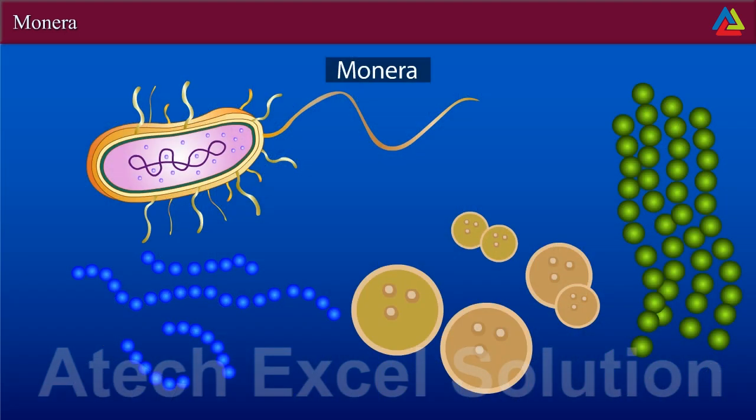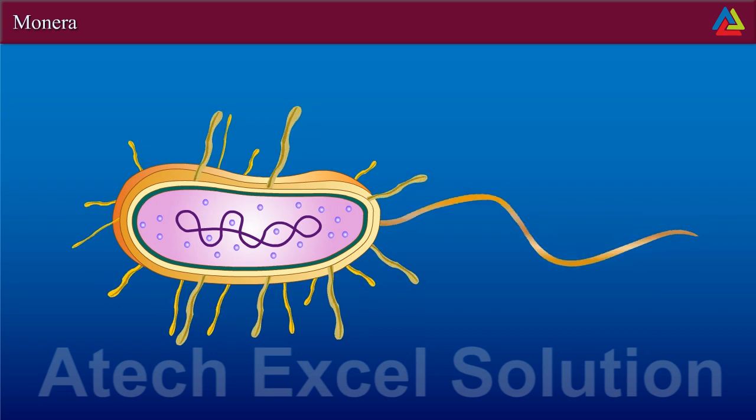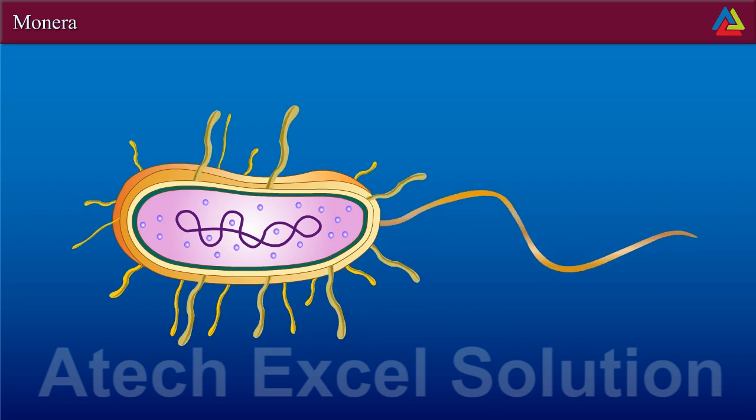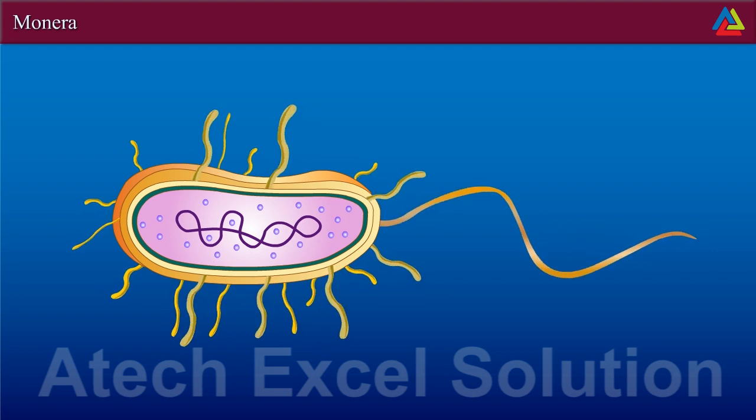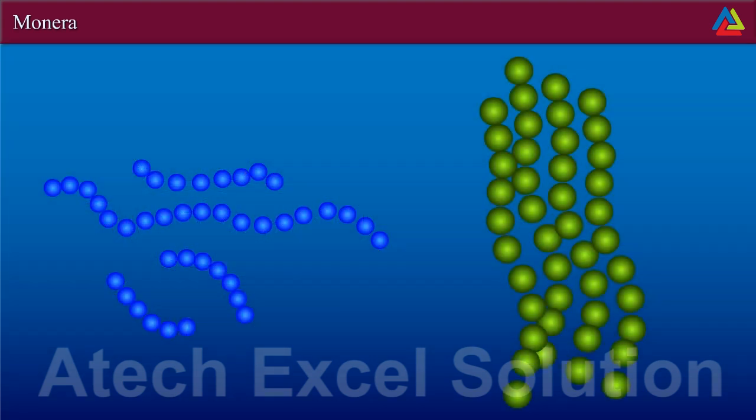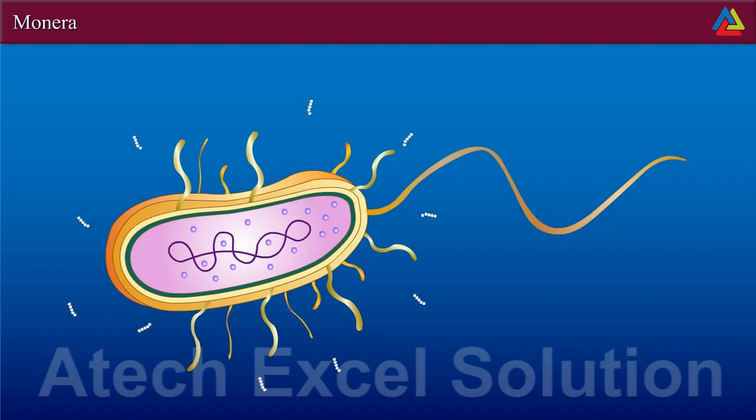Monera includes bacteria, blue-green algae, cyanobacteria, and mycoplasma. They do not have a defined nucleus or organelles, and they do not show multicellular body designs. The mode of nutrition of organisms in this group can be either by synthesizing their own food, that is, autotrophic, like in blue-green algae, or getting it from the environment, that is, heterotrophic, like in bacteria.